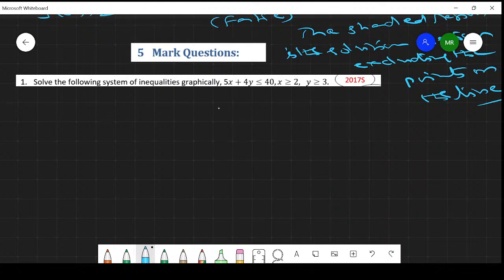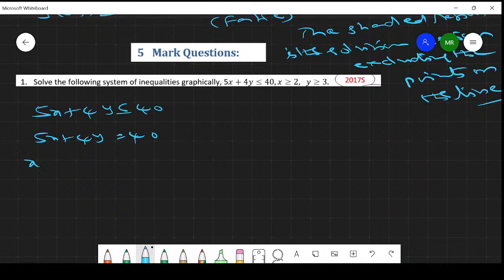Solve the following system of inequalities graphically: 5x plus 4y less than or equal to 40, x greater than or equal to 2, y greater than or equal to 3. Now take the first inequality, 5x plus 4y less than or equal to 40. Since it includes equality, the points on the line are included. I will take 5x plus 4y equal to 40.